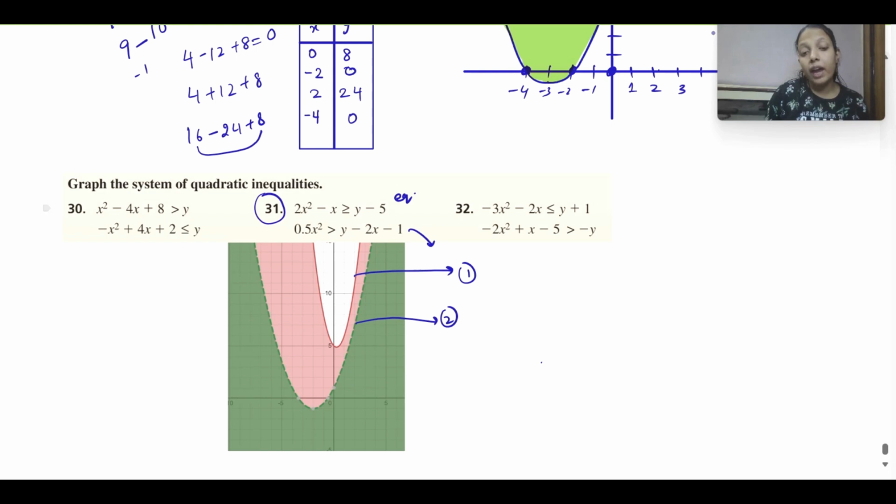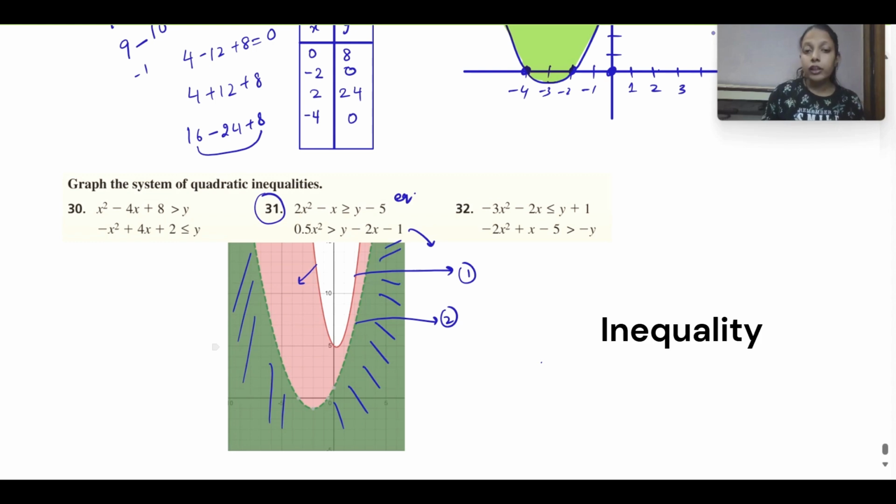For the first, every part which is below that, or you can say not the inside part of the parabola, the outside part of the parabola. And the second inequality also has the outside part of the parabola. And I have to find the common part. The common part is this. This is the common part. That will be the answer. Okay. Always the common solution will be considered as the answer.